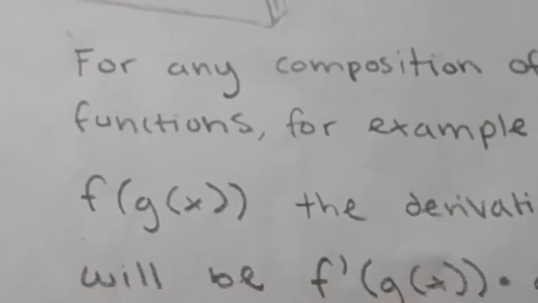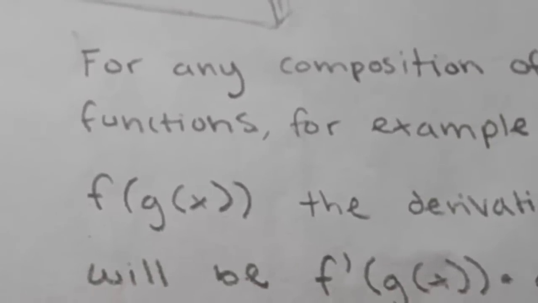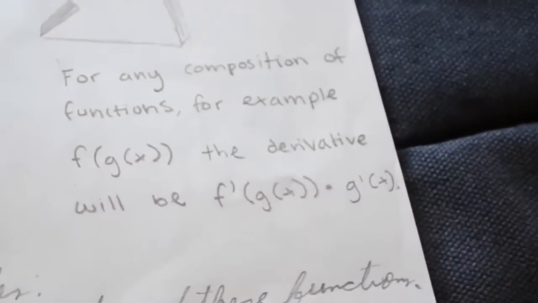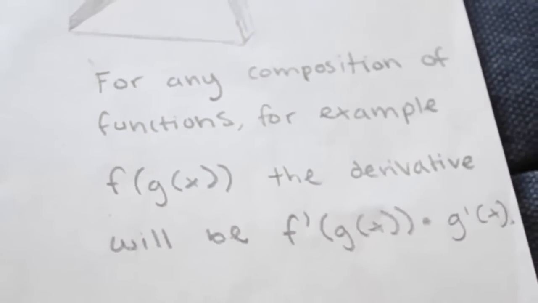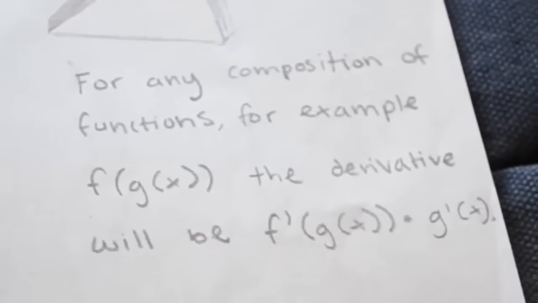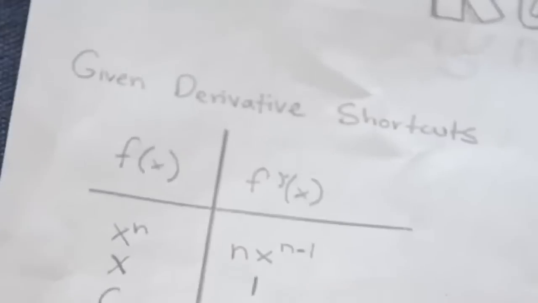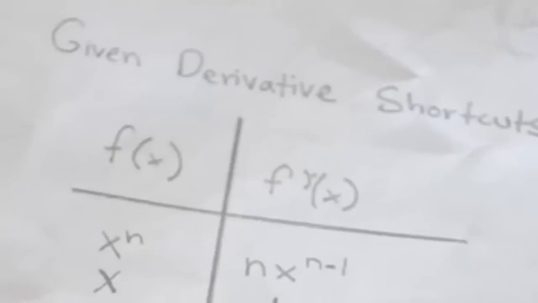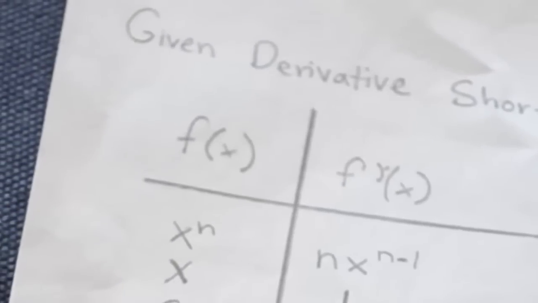The chain rule. Sebastian, please explain to us what the chain rule is. Well, Juan Diego, for any composition of functions, for example, f of g of x, the derivative will be f prime of g of x times g prime of x. Now this chain rule will help us, as Sebastian just said, find the derivative of a composition of functions.